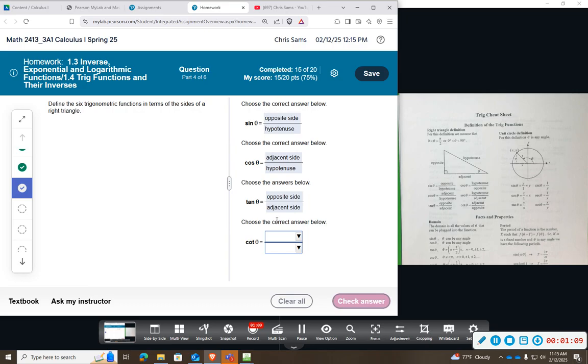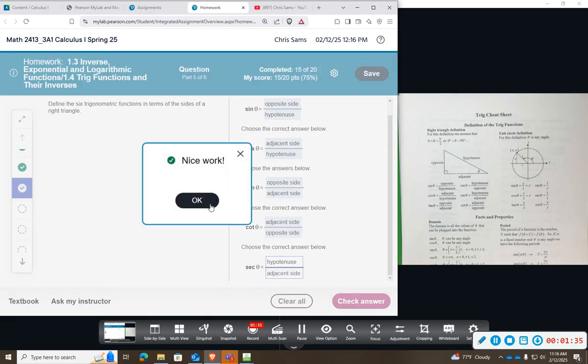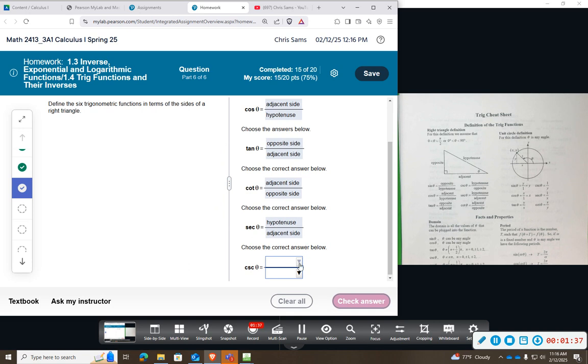And then once you know those, the reciprocal identities are just the reciprocals of these. So just flip tangent and you get adjacent over opposite for cotangent. For secant, you just flip cosine, and that will give you hypotenuse over adjacent. And then for cosecant, you're going to do hypotenuse over opposite.